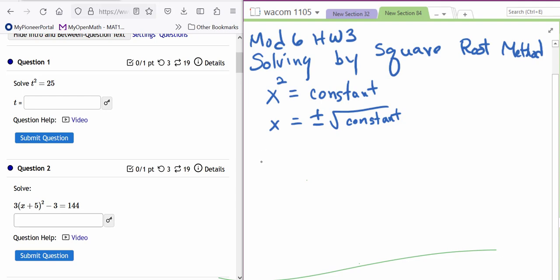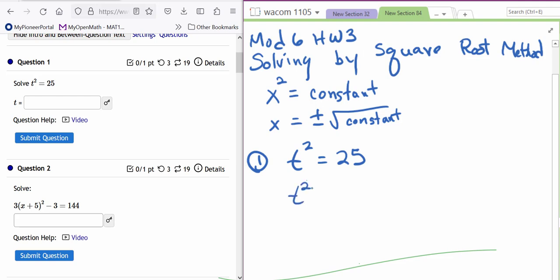So our first one is a nice one. It's the exact setup of the rule. You have t squared equals 25, and so we'll take the square root of both sides. It's set up. It is an equation, has an exponent of 2, but it's something squared equals some constant. Do your square root of both sides.